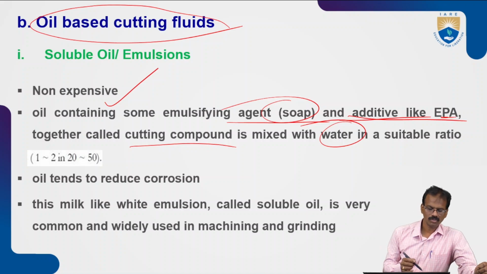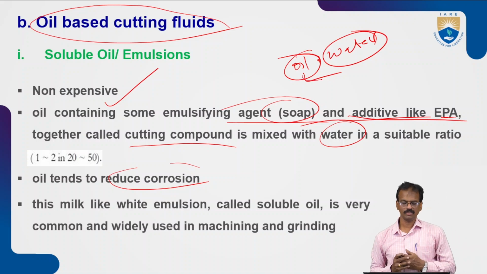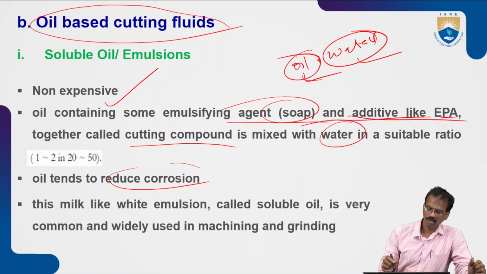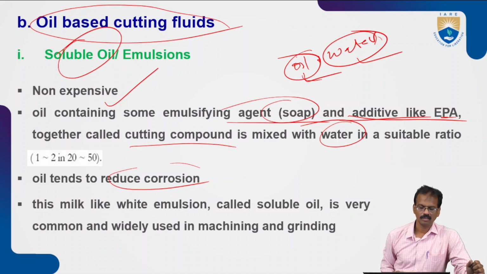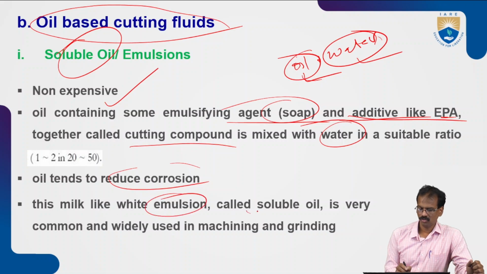Okay, that is the next. The oil tends to reduce the corrosion, because this is a mixture of oil and water. Water doesn't mix with the oil, so the oil acts as corrosion resistance, and water is used to reduce the heat of the workpiece or tool bit. So this is oil plus water. This is the soluble oil. This is a very good cutting fluid, a milk-like white emulsion that is called soluble oil.